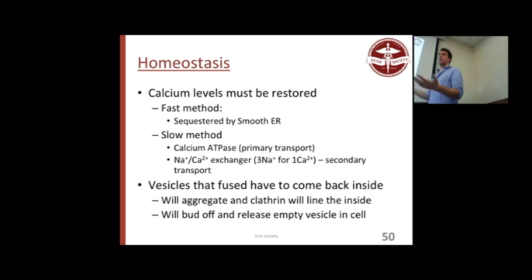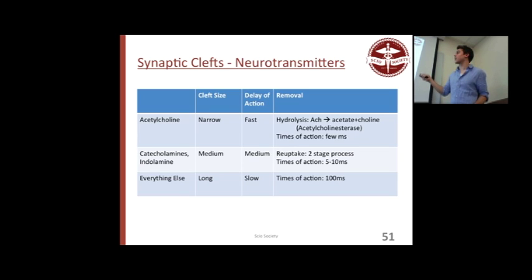So now to return to homeostasis. This is just something you have to know. There are two ways you can restore calcium. There's a fast way and a slow way. The fast way just happens initially, and that's sequestering in your smooth ER. And the slow method is your exchanger or your calcium ATPase. You get 3 Na coming in for pumping out 1 calcium. You have to get your membrane back too, for the vesicles that you fused with the membrane when you let it go.